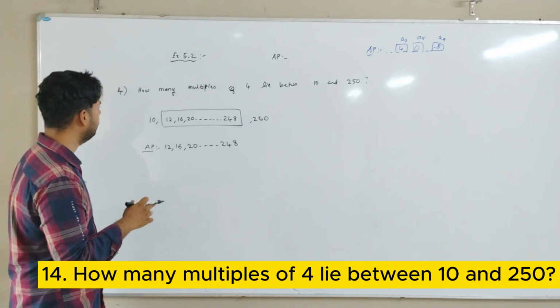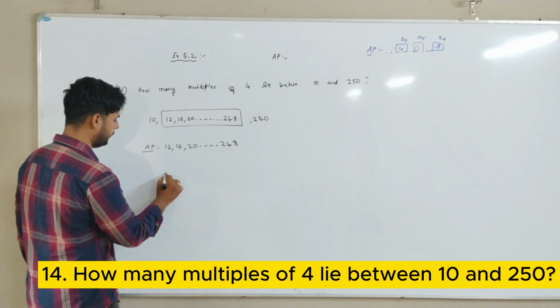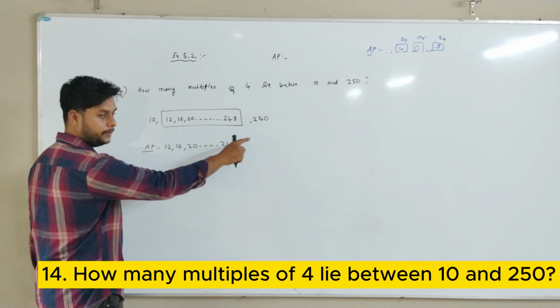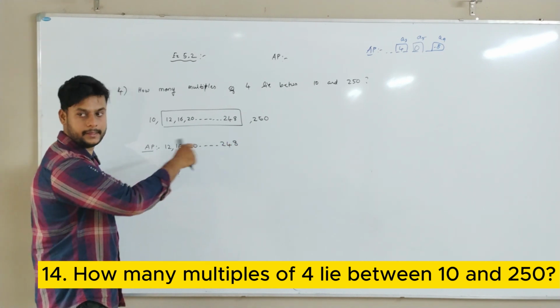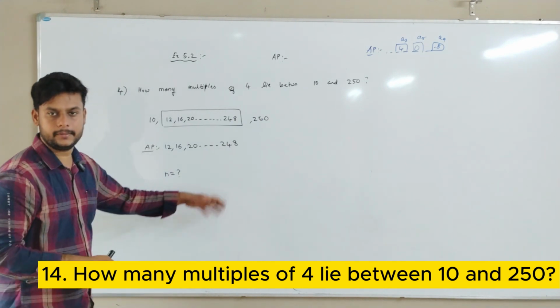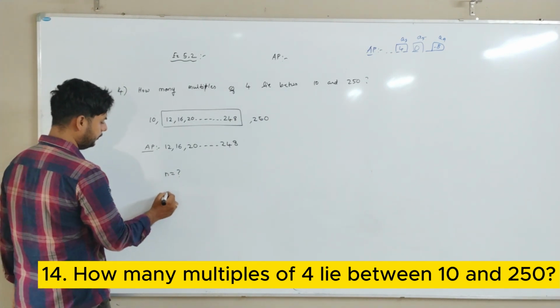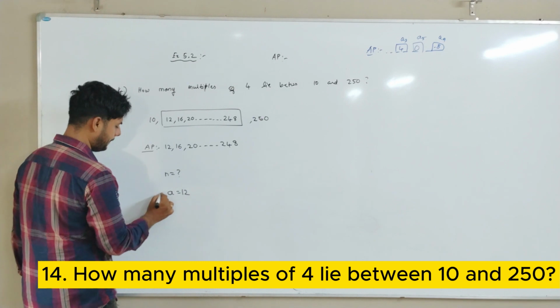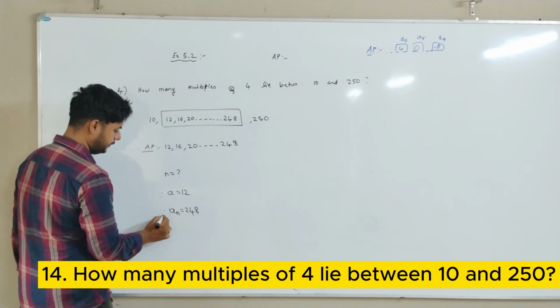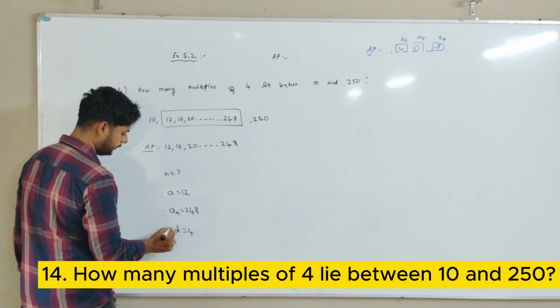Now I should tell them how many multiples. That means n is equal to question mark. How many terms are there here? Can I sit and count 1, 2, 3, 4 till 248? It will take too much time. So directly by one formula, if I apply, I will get how many terms are there. N I don't know. A is equal to 12, an is equal to 248, d is equal to 4. Directly I wrote.